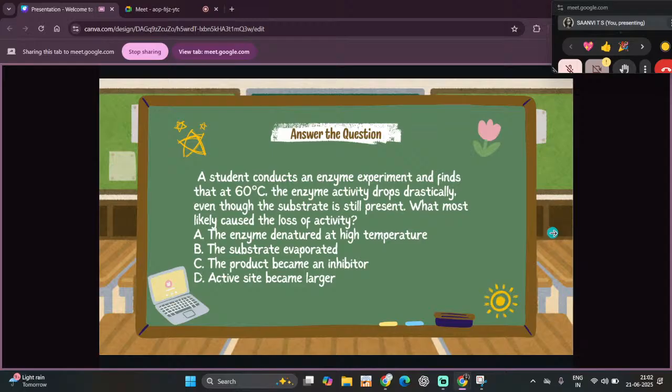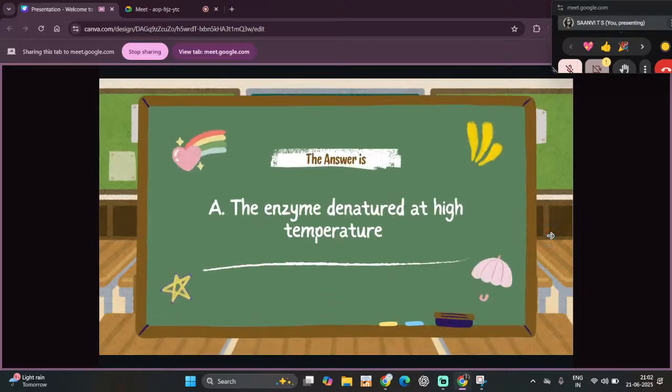So we're getting a lot of answers. Let's see if it's the right one. So the correct option is A indeed. The enzyme denatured at a high temperature. Can we move back to the question?